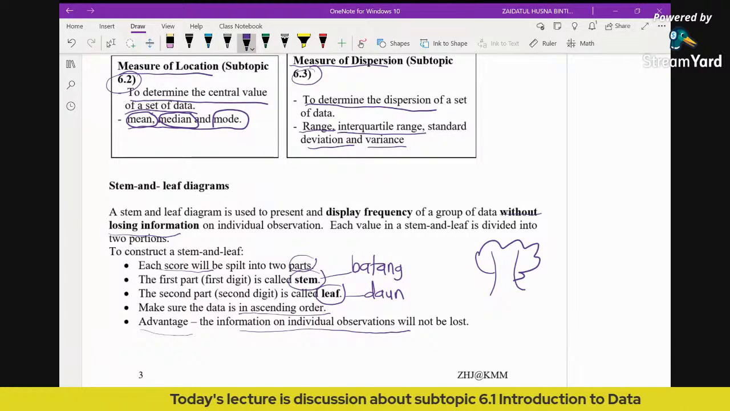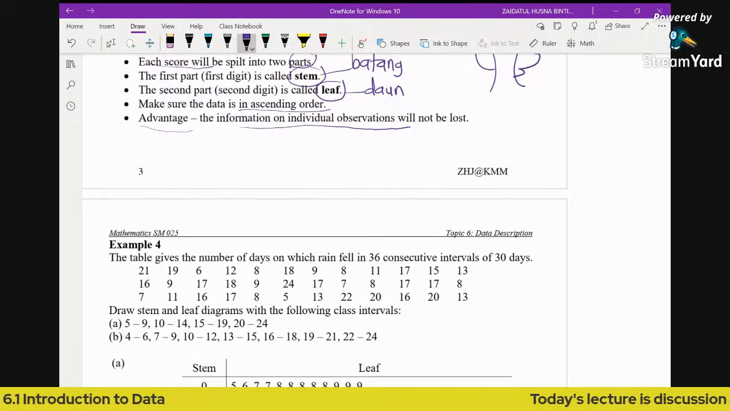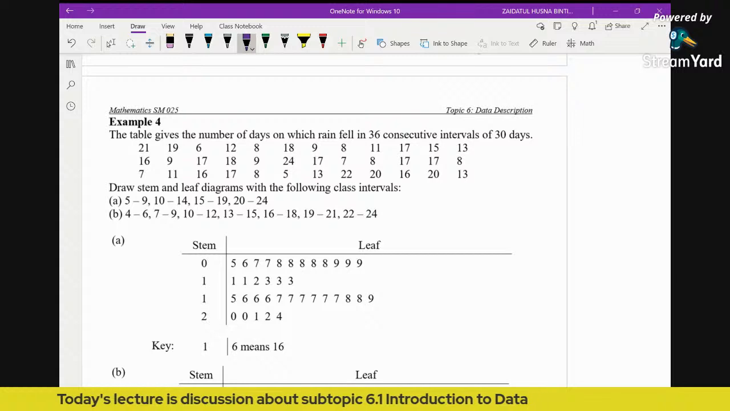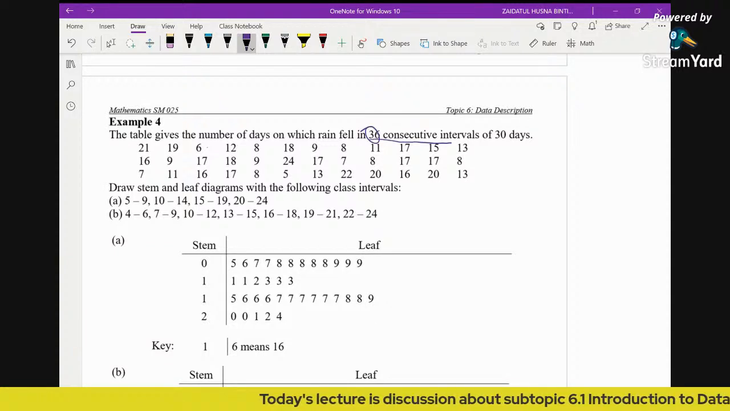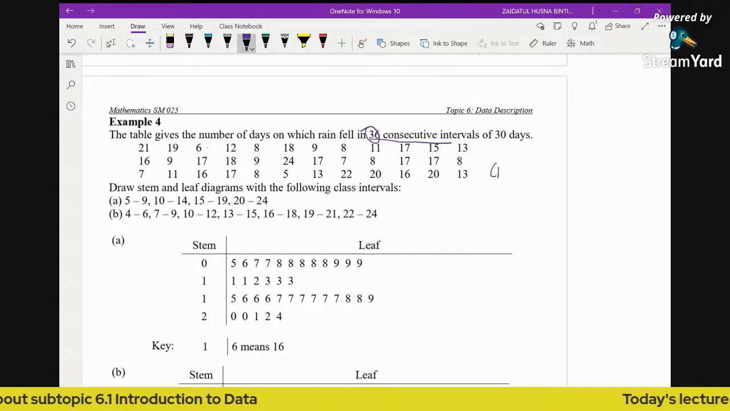For example here, the table gives the number of days on which rain fell in 36 consecutive intervals of 30 days. Here you see 1, 2, 3, 4, 5, 6, 7, 8, 9, 10, 11, 12. So 12 times 3, we have 36 readings. So we can say that n is 36 in this case.